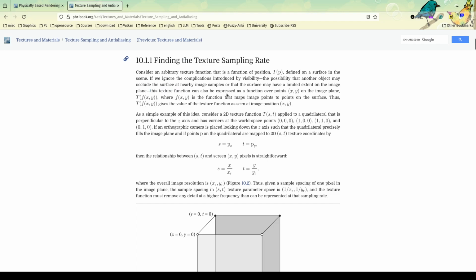This texture function can be expressed as a function of a point x, y on the image plane. Then f(x, y) is the function that maps the image point to a point on the surface. And yeah, T(f(x, y)) gives the value of the texture function at, say, an image position x, y.